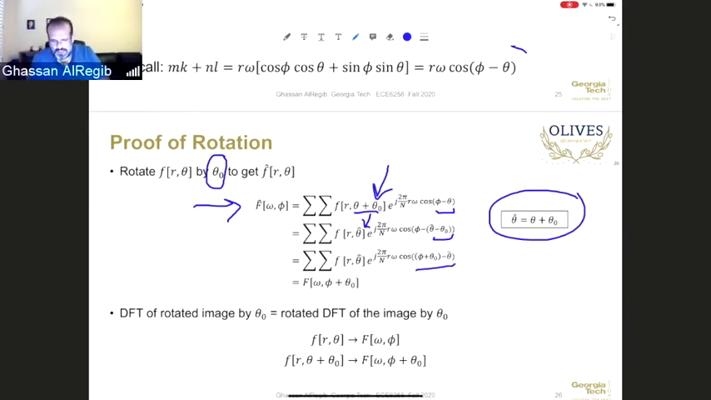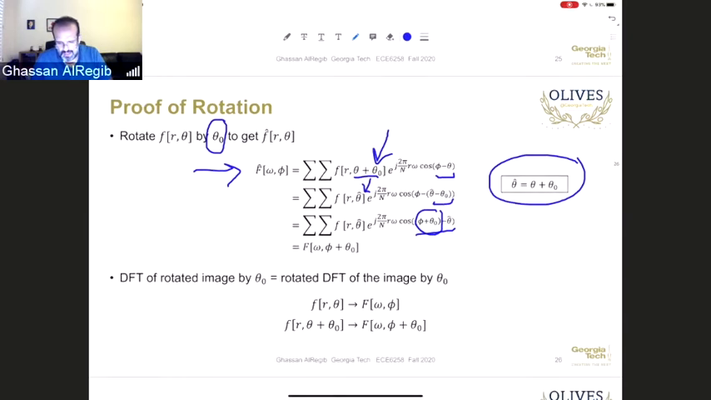And what's happening in here is basically now we replace phi with phi plus theta naught, which is the same amount of rotation that we had for the small f. So which means that if you rotate an image by a certain amount, you are rotating the DFT with the same amount.